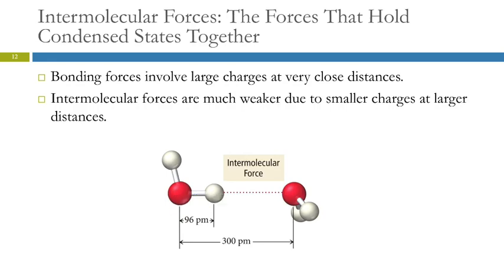Intermolecular forces operate between the molecules. So the intermolecular forces that hold water together are operating more at 300 picometers. That's 3 times the distance. So you increase the distance of that magnet to the refrigerator by 3 times, and the force of attraction is going to be much weaker, right? It's going to be 3 times as weak.